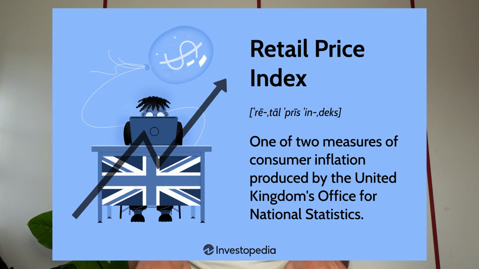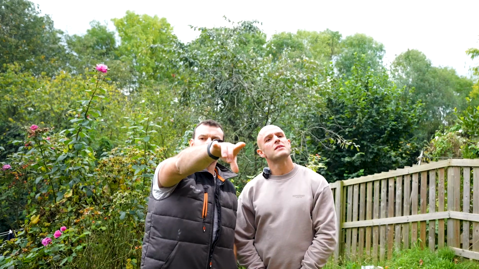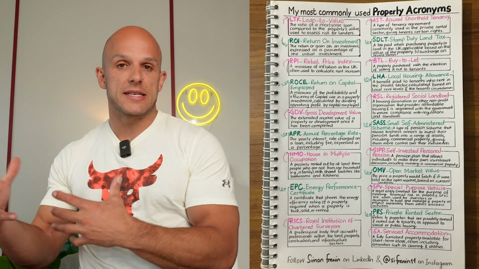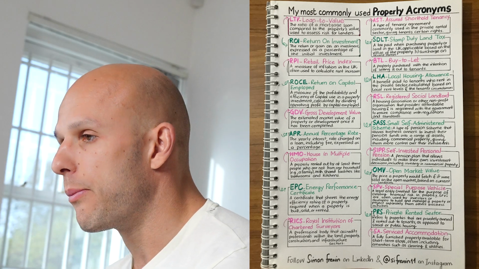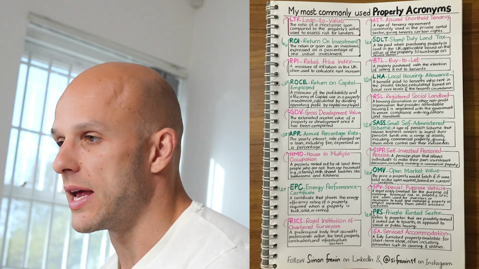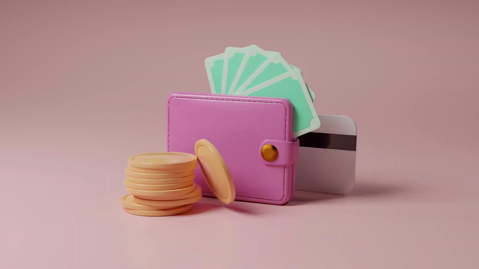RPI, retail price index. This is a measure of inflation. There's CPI and there's also RPI. CPI is the consumer price index, but RPI is the retail price index. This will give us an idea of roughly what our money is getting eroded at if we're not using it, but also how our investment is performing against inflation. So ideally, if RPI is at 3 or 4%, we want our property prices to be going up by 4, 5 or 6% to counteract that inflation. So our money is always working for us.